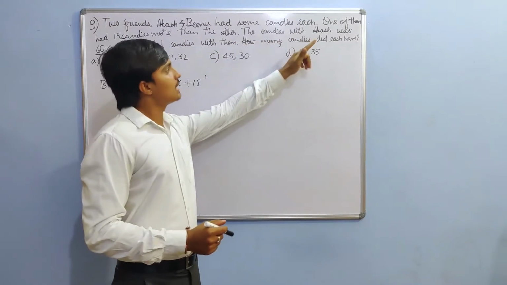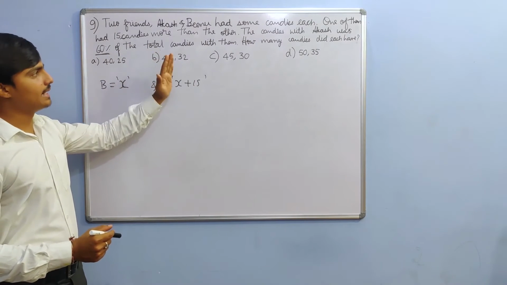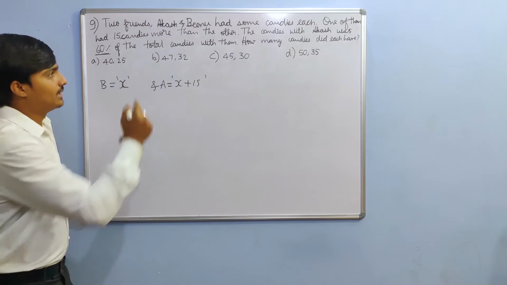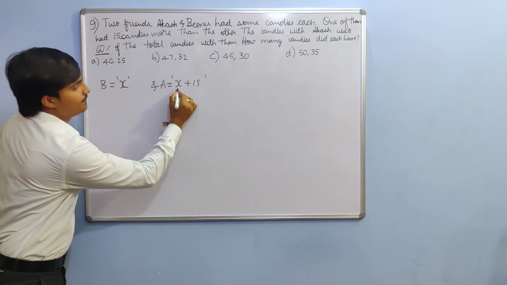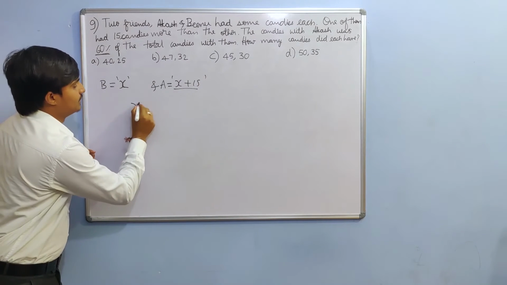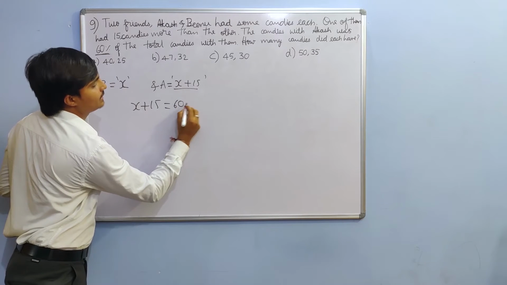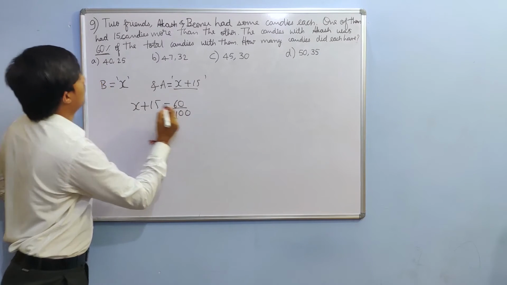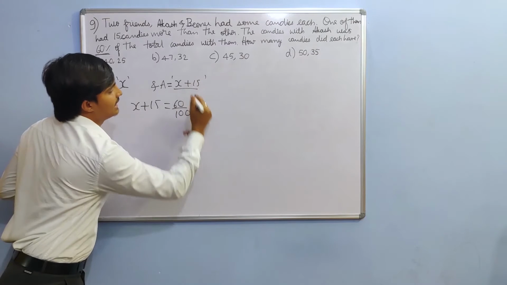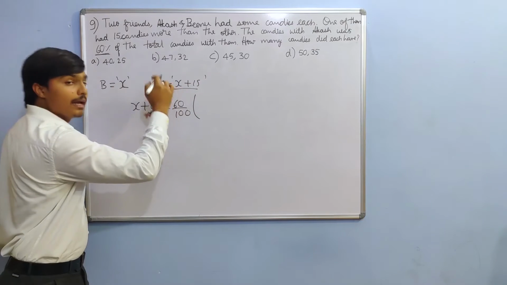The candies with Akash was 60% of the total candies with them. So we can equate that to this x plus 15. So x plus 15 is equal to 60% of the total candies with them, means x plus 15.